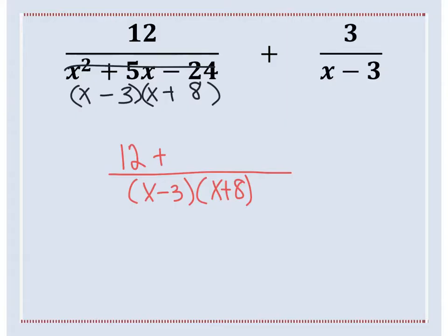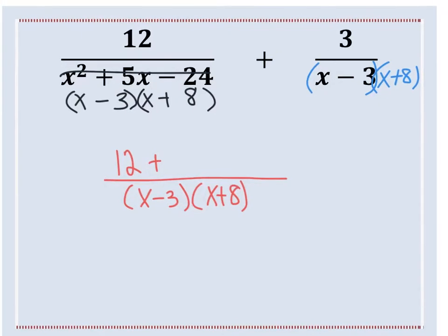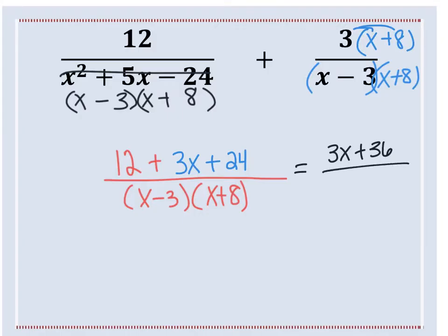The second fraction, I'm missing the x plus 8. So if I multiply the denominator, I must also multiply my numerator. Okay. Now distribute the positive 3. I get plus 3x plus 24. So I combine like terms on my numerator. I have 3x plus 36 over x minus 3 times x plus 8.